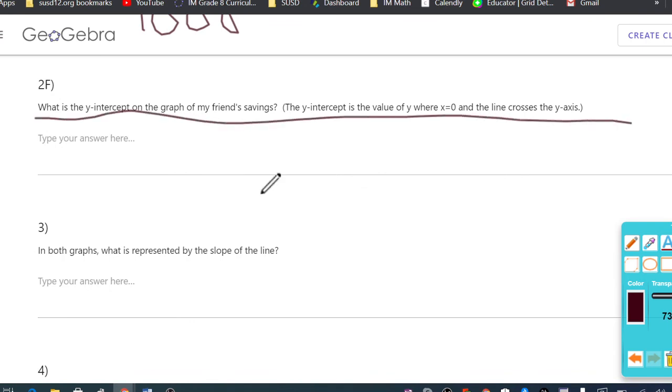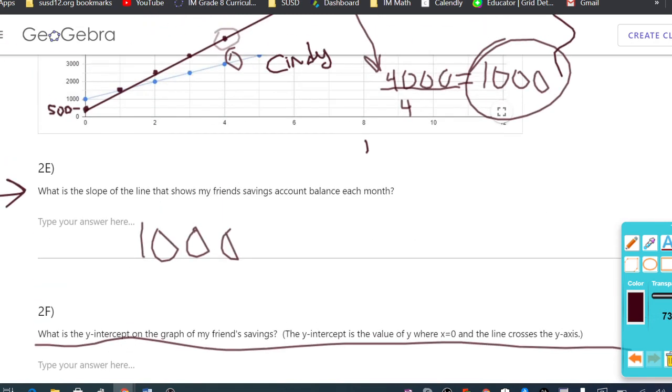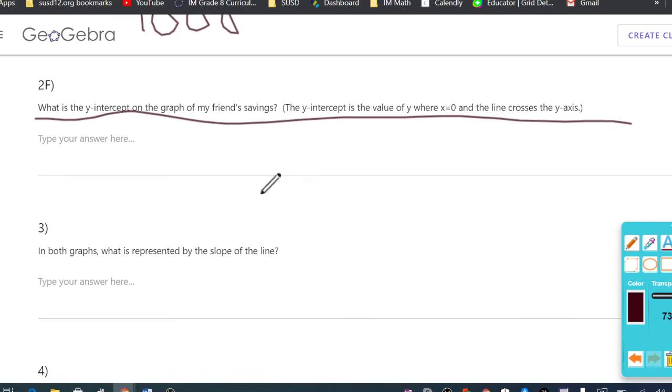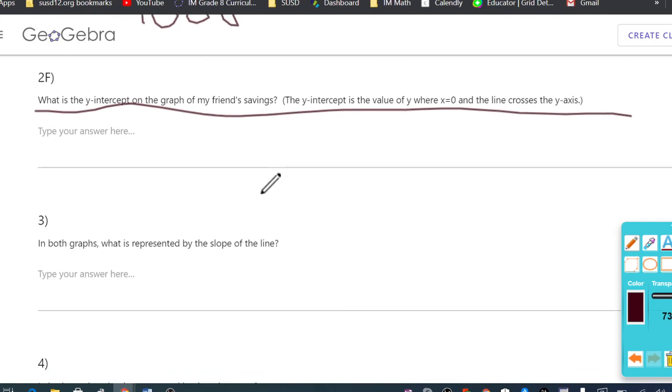What is the y-intercept on the graph of my friend's savings? Okay, what is this y-intercept? It's 500, but what does that mean? Remember, she has $500 in her account before she starts earning any YouTube money. The y-intercept on my friend's graph is 500.